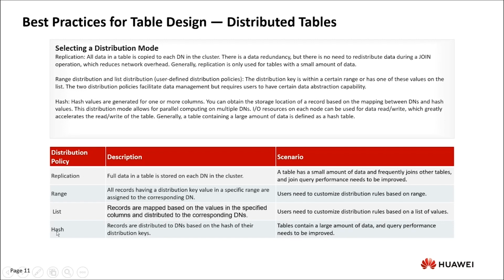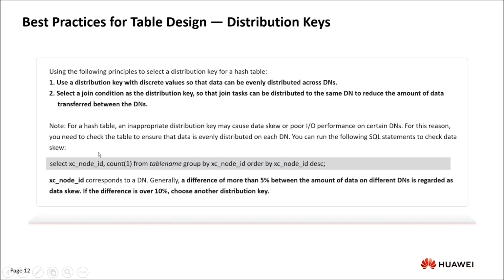And finally, in hash policy, records are distributed to DNs based on the hash of their distribution keys. And this is generally suitable for scenarios where a large amount of data needs to be evenly distributed. And since hash policy is most frequently used when defining distributed tables, let's see some suggestions on the selection of distribution key.